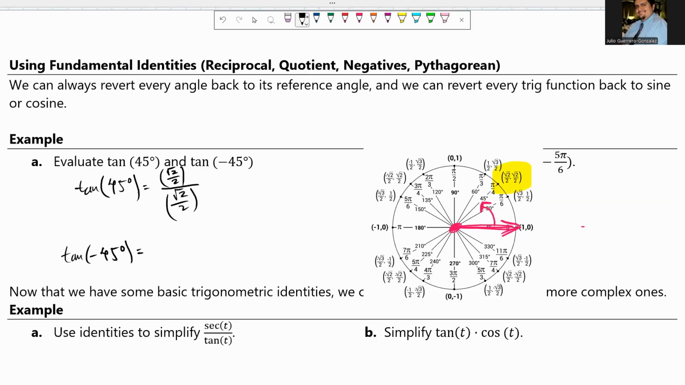Tangent of negative 45 degrees. We want to go now the opposite direction. So here's my initial side. I got to go down 45 degrees this time. So I'm down here this time. These are the two values that I'm going to be working with now. So negative 45 degrees is going to be the y, so negative root 2 over 2 divided by the x, root 2 over 2. And since the top is equal to the bottom on both of these, this is going to be 1. This has got the same thing going on, but it's got a negative. So it's going to be equal to negative 1.